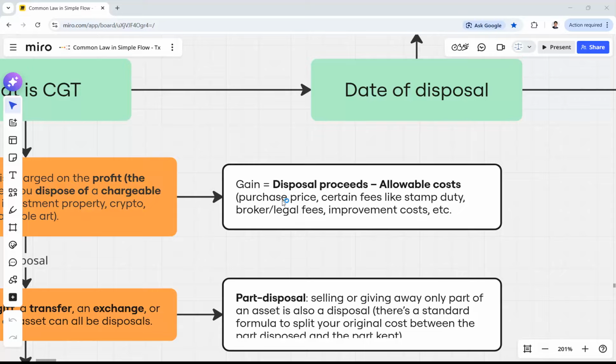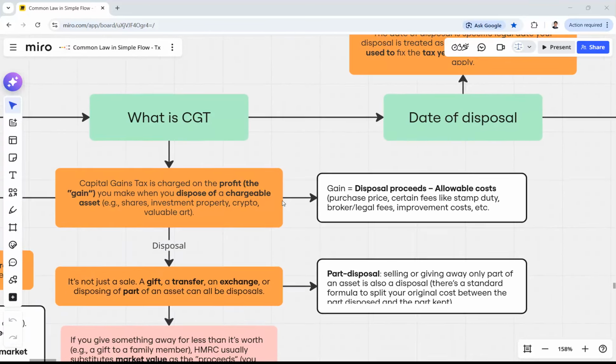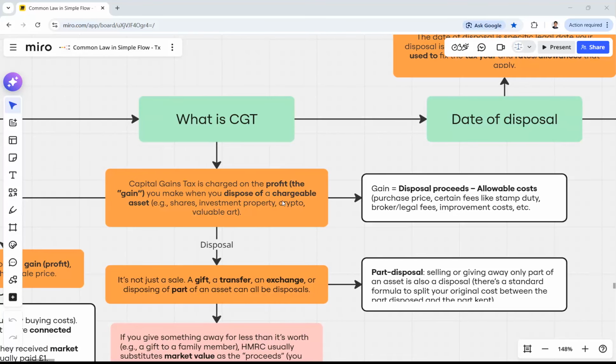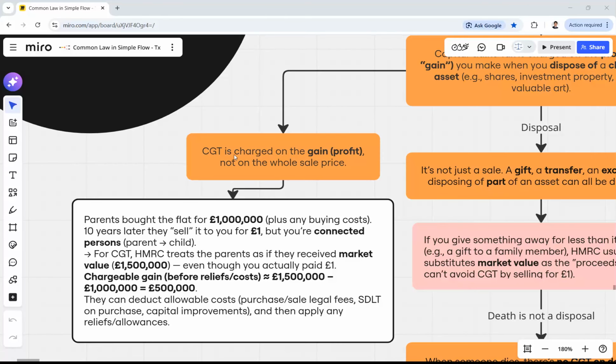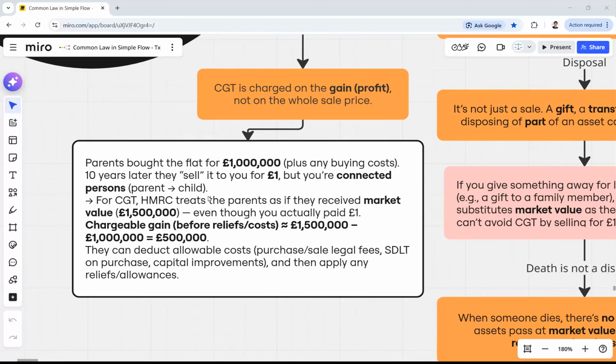And if there were stamp duties for land, for example, or broker fees or legal fees or any other costs like improvement costs, you are deducting all those, and they are called allowable costs. CGT is charged on the gain, the profit, not on the whole sale price. This is what I meant.